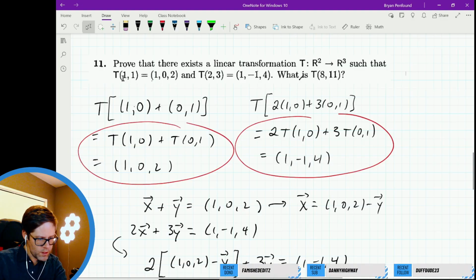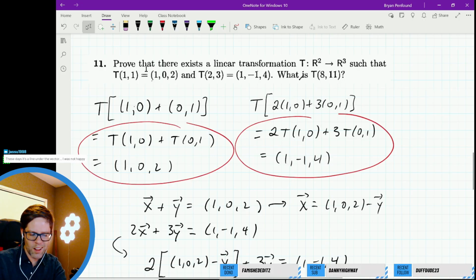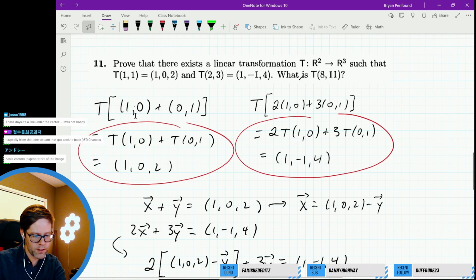So in the case of (1, 1) and (2, 3), we know that those are linearly independent vectors in R2, so theoretically they form a basis. For R2, well, all we really need is that they span R2, right? So these two vectors span R2, which means I can break them down into basis components, and I know that I can construct a linear transformation after I have that information.